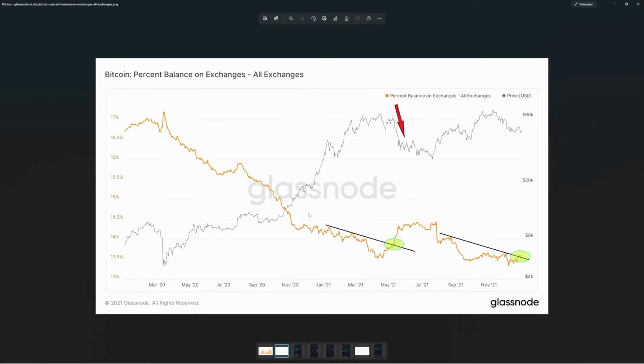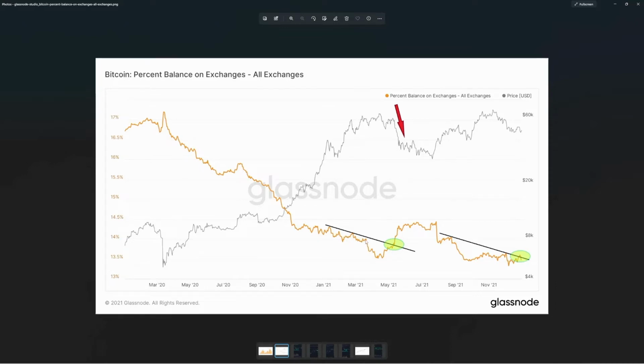I want to bring up one thing. One thing that we talked about yesterday on our social media, we were looking at this when we had this distribution top in March. We had this downward trend line. We were seeing decreasing Bitcoin on exchanges coming off, right?